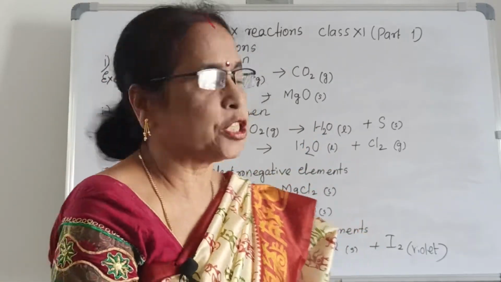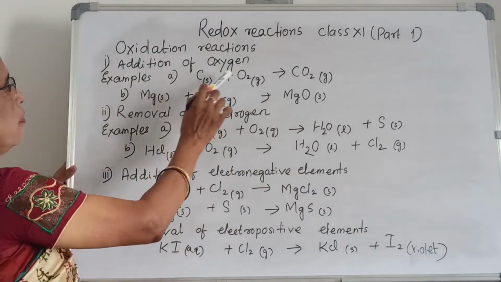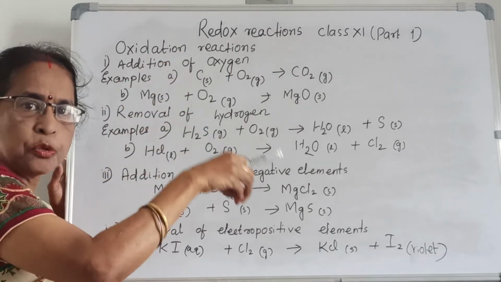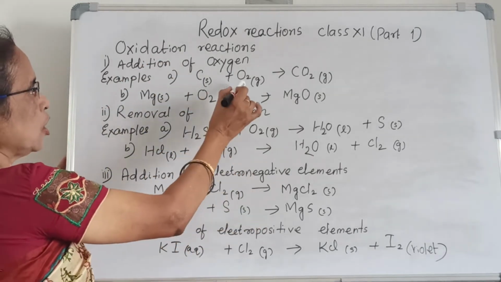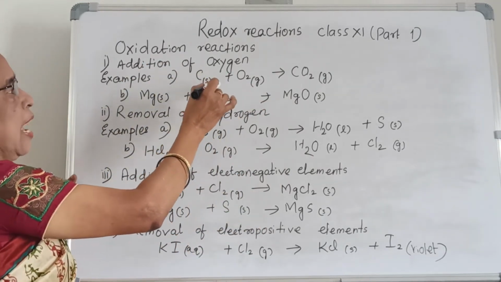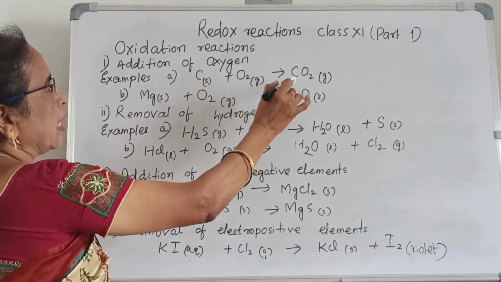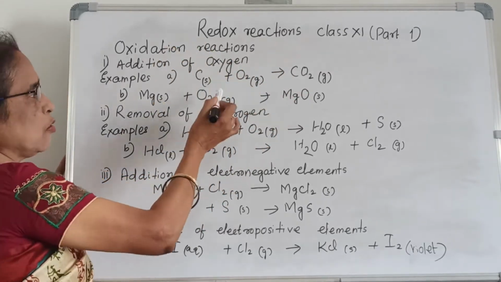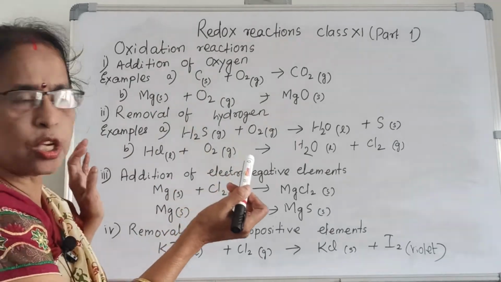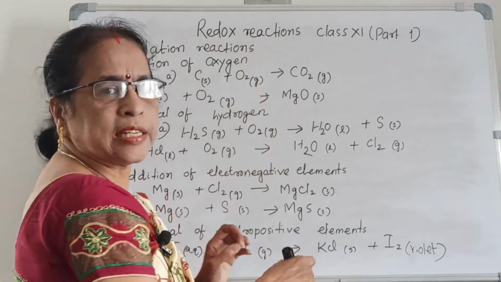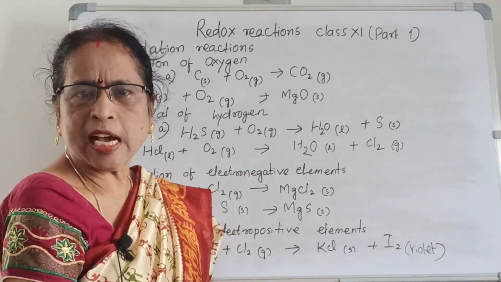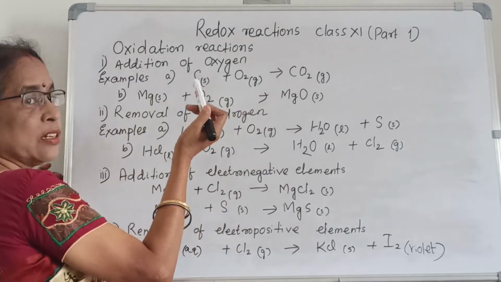Addition of oxygen. Now see, addition of oxygen means oxygen is to be added to a substance, and this is known as an oxidation reaction. Now see, carbon, which is a solid, when oxygen is added, gives carbon dioxide, which is a gas. This is also one oxidation.